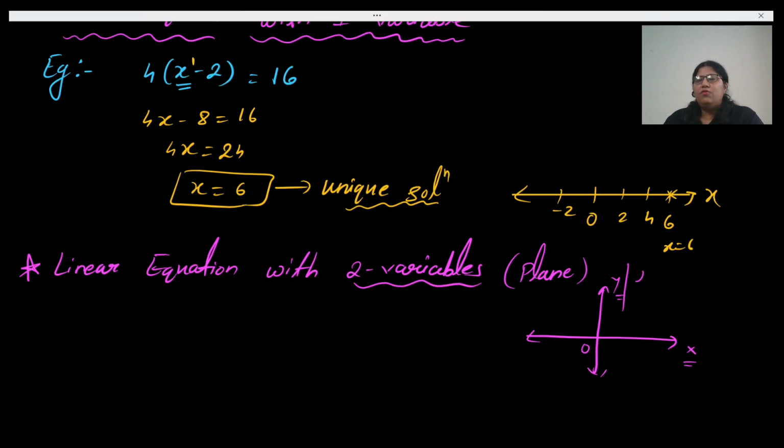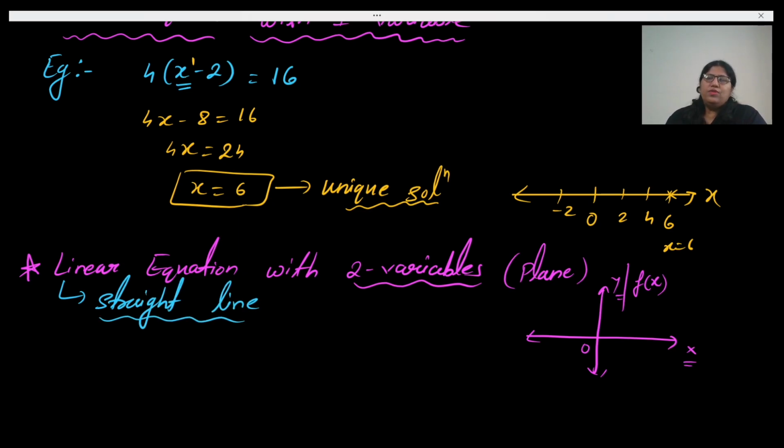Sometimes you use this in functions also. I can write a function f(x) which represents some function machine, right? So a linear equation with two variables. Now how do we get it? Whenever you have a linear equation in two variables, there are two ways you can write it. And which kind of graph do you get? It is a linear equation in two variables, so you will always get the graph as a straight line, right? It is always a straight line.